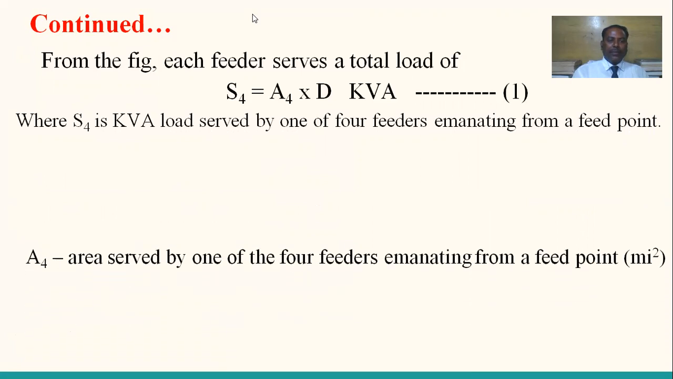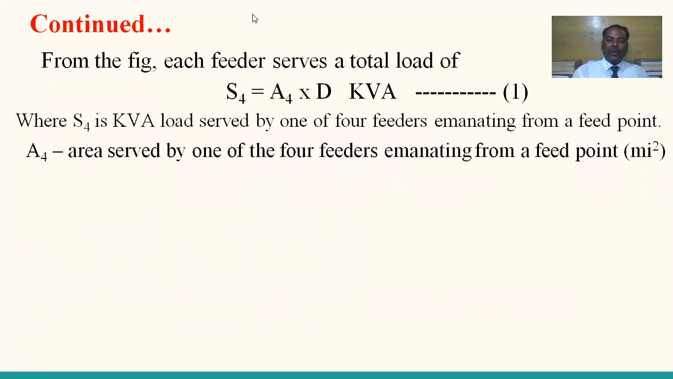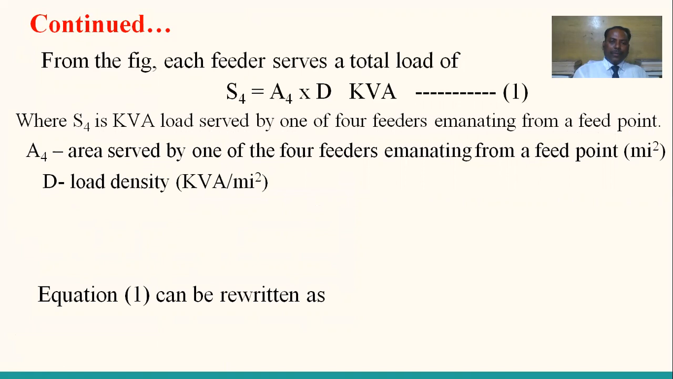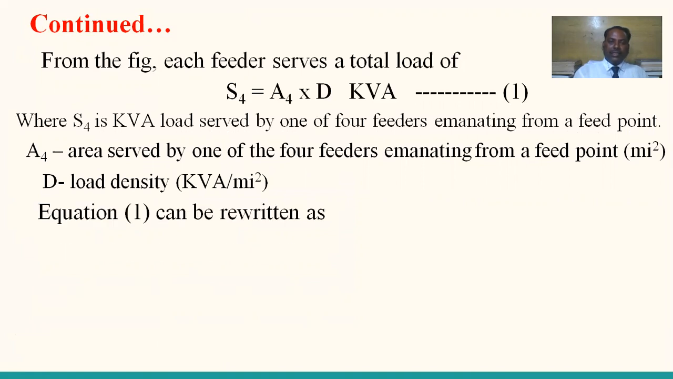And similarly, A4 is the area served by one of 4 feeders. Every time we are defining one of 4 feeders, in the sense, out of 4 feeders, we are taking only 1 feeder. This area is served by one of the 4 feeders emanating from the feed point, in square miles. S4 is in terms of kVA and A4 is in square miles. And similarly, D is the load density in terms of kVA per square mile. So therefore, equation 1 can be rewritten as follows.